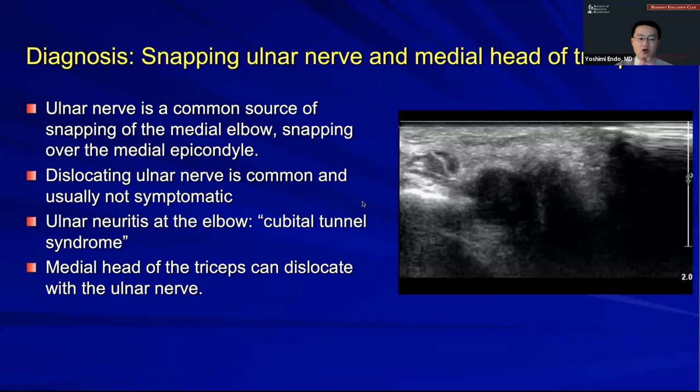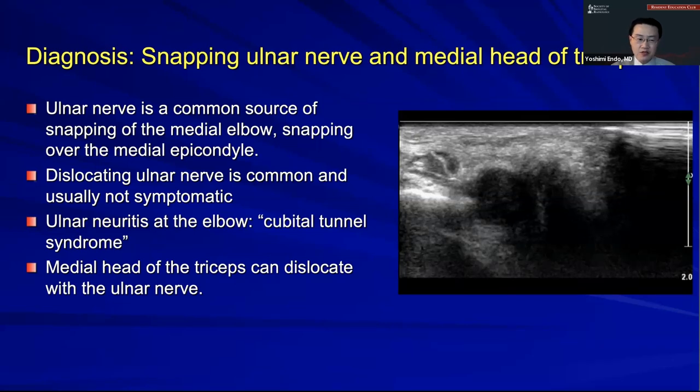So the ulnar nerve is a common source of snapping of the medial elbow, snapping over the medial epicondyle. Dislocation of this nerve is very common. Most patients are asymptomatic other than feeling something snapping there, but they usually don't present with symptoms of ulnar neuritis. If you have ulnar neuritis at the elbow, the term is cubital tunnel syndrome, as opposed to carpal tunnel syndrome for the median nerve at the level of the wrist, okay?